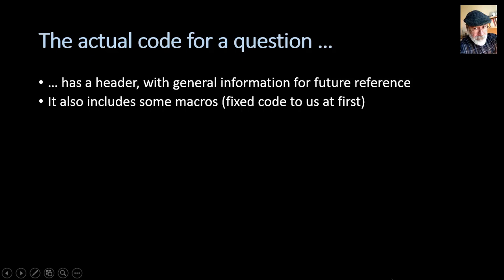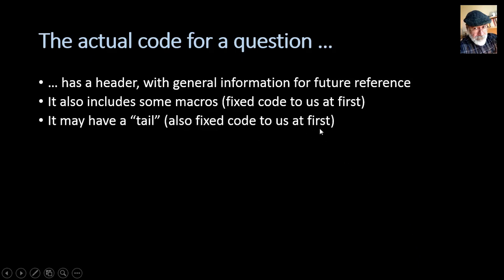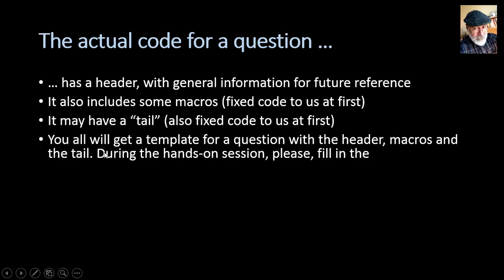It also includes some macros, right? Which is fixed code for us. That is a set of macros predefined by the creators of WeBWorK, and we only benefit from them. That code is fixed to us at first. We don't touch that header. It may also have a tail, which is also fixed code to us at first. You all will get a template for an empty question that has the header, the macros, and the tail.